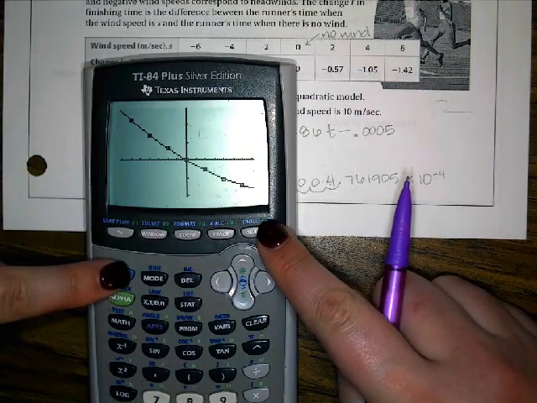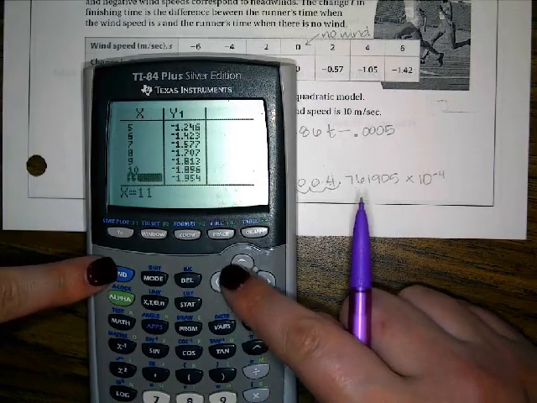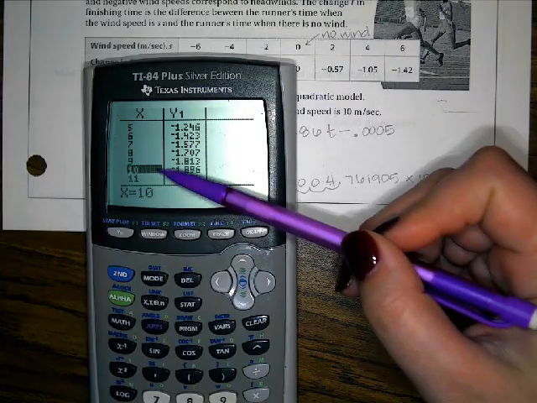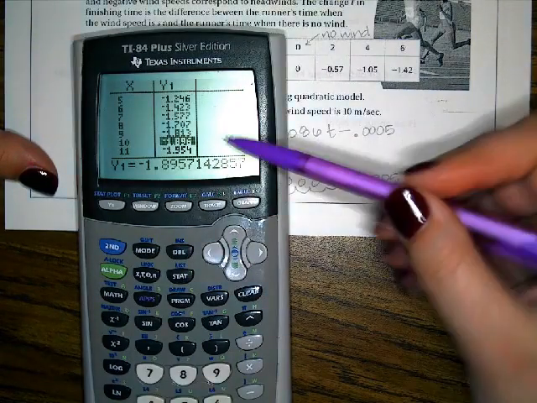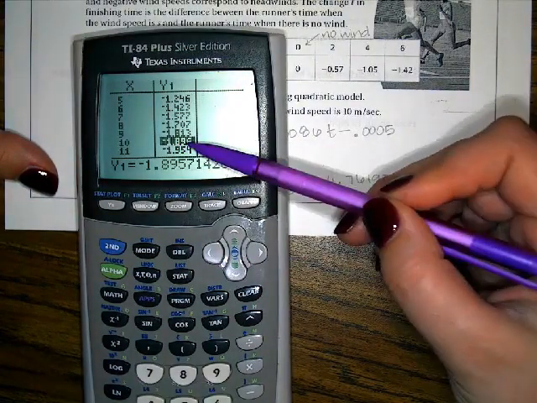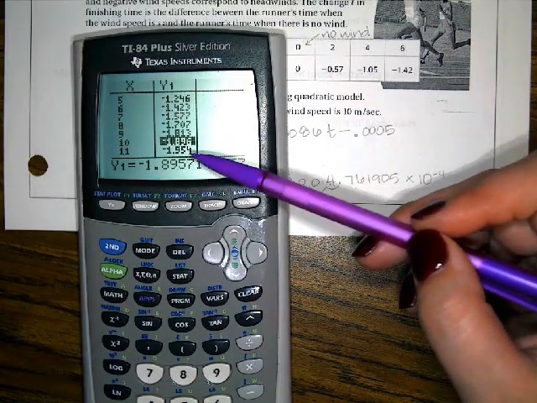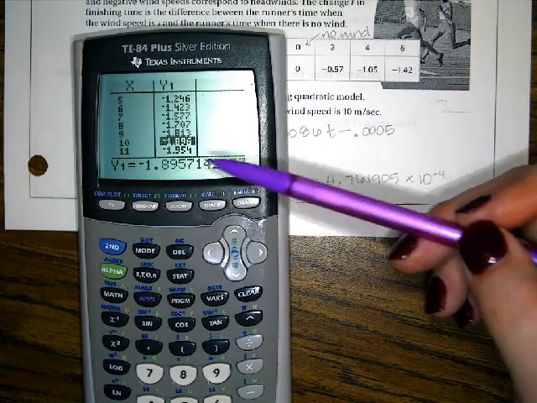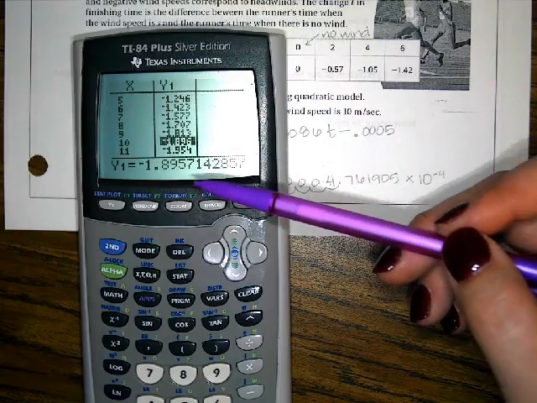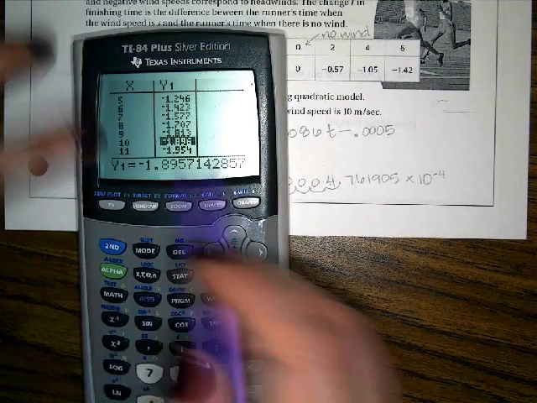So we could do second graph and look at the table and scroll until we find the 10. And then we would say, okay, if the wind is 10 meters per second, then that should shave 1.896 seconds off of their time. We can just look at that from the table. If they had asked us to plug in a decimal, we would not be plugging that into the table. We would have to plug it in using a different method. Okay, so I'll show you that in a second, but let's go ahead and write this down.